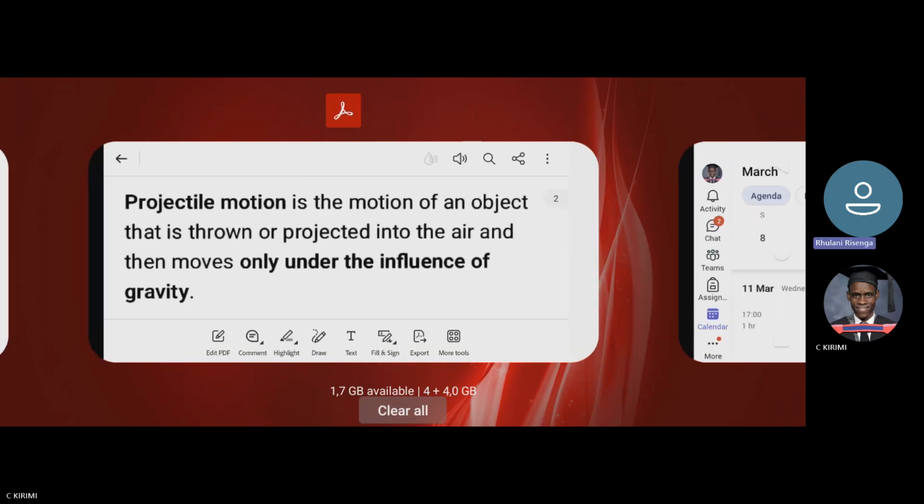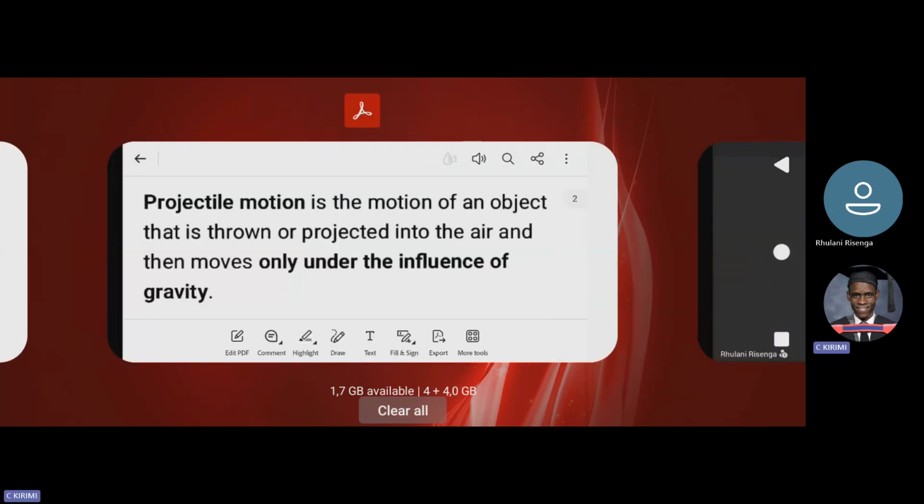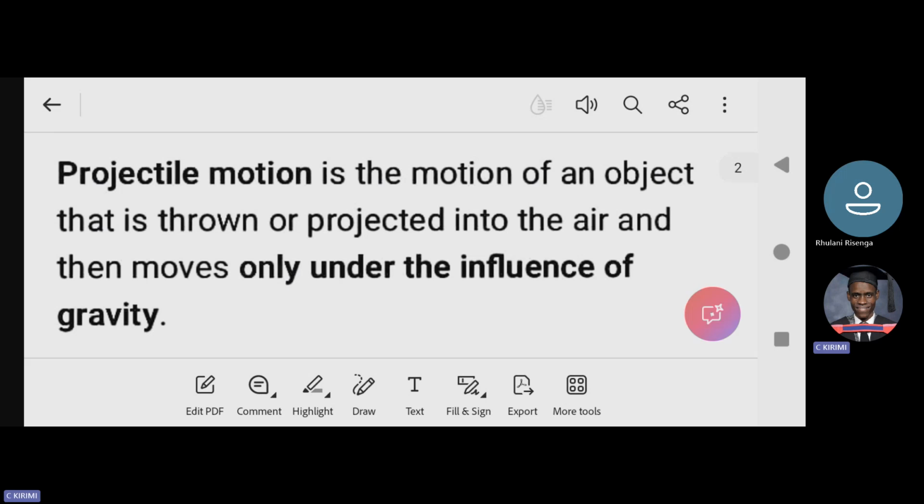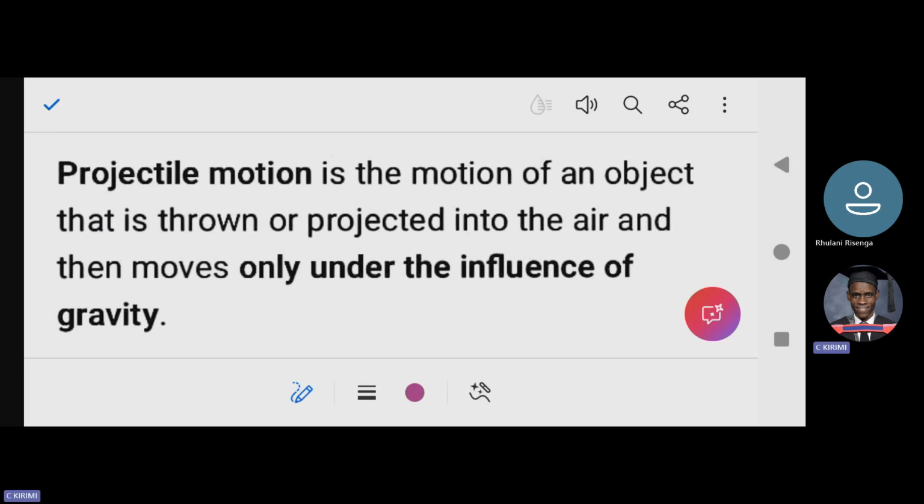Yes, it is. Okay. So I was saying that a projectile is the motion of an object that is thrown or projected into the air and then moves slowly under the influence of gravity. The key word there is an object which is only under the influence of gravity. This is the key phrase whenever they refer to a projectile.